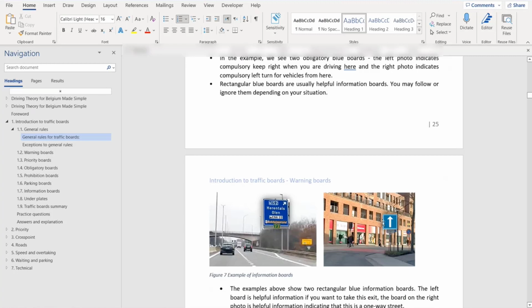Here again, it says, okay, this is a one-way street. You ignored it, you didn't see the board, so still what? You are allowed to continue driving. It's just that you will not see any traffic coming from the opposite direction, right? So blue rectangular boards are helpful information boards.